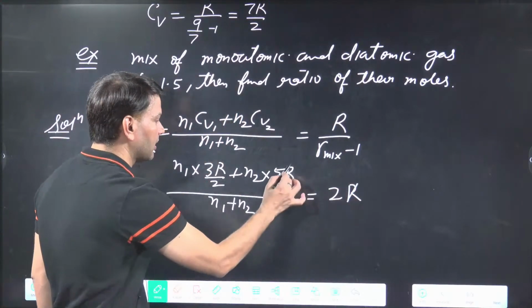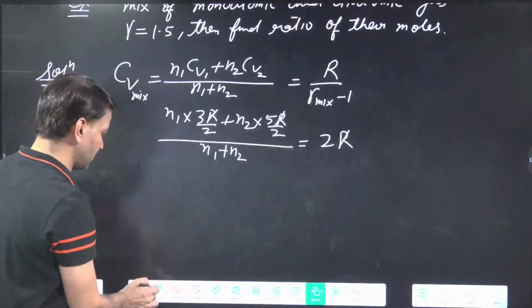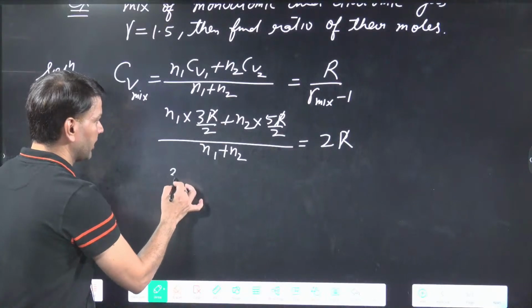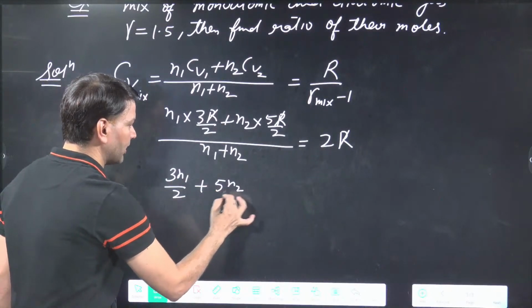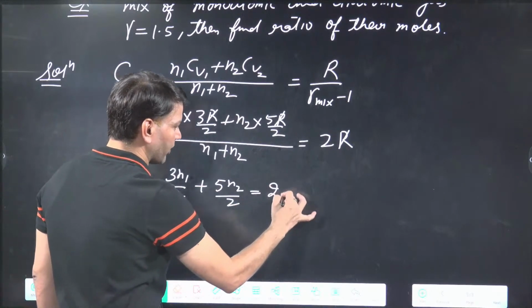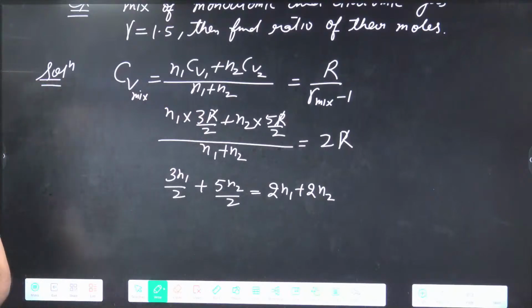Okay. Now R gets cancelled out. Now cross multiply, then what you will get? 3N1 by 2 plus 5N2 by 2 is equal to 2N1 plus 2N2.